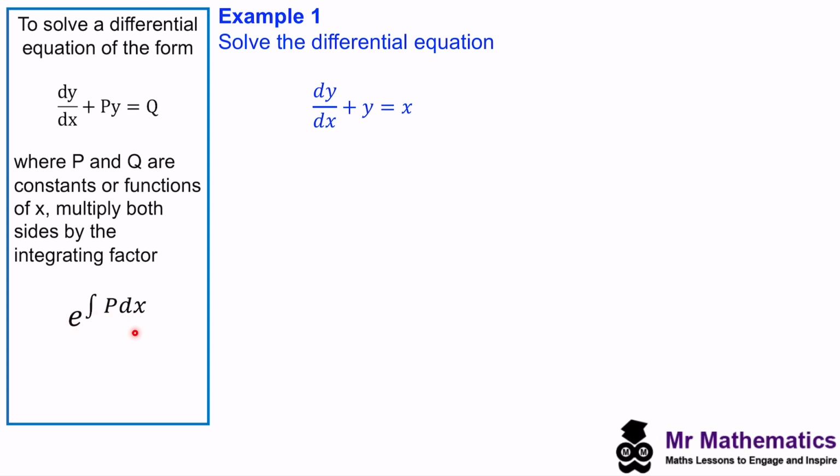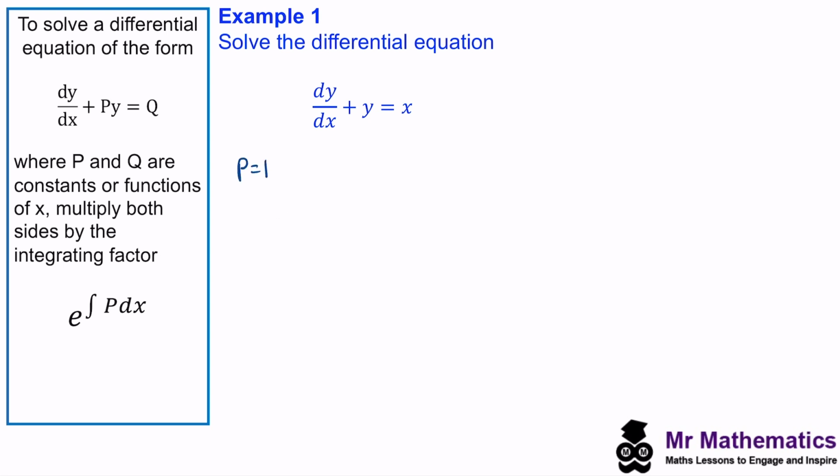Once we have this integrating factor, we multiply both sides of the differential equation by it. This will make more sense as we work through example 1. We've been asked to solve the differential equation dy by dx plus y is equal to x. In this form, the reverse product rule and separating variables won't work, so we need to use this integrating factor. Can you see that the value of p in this form is 1? So we can say that p equals 1.